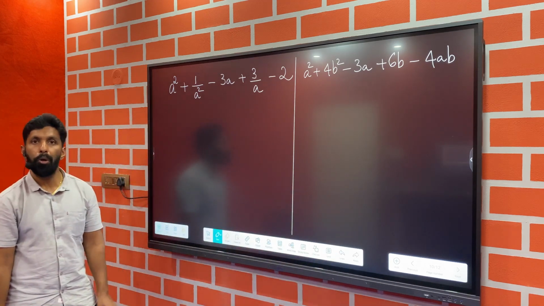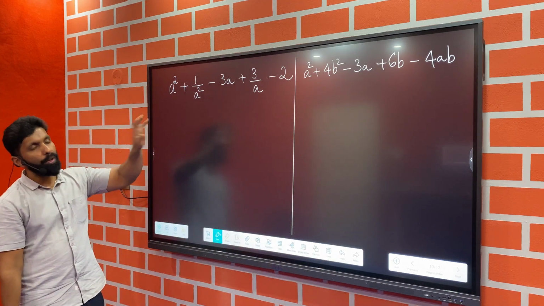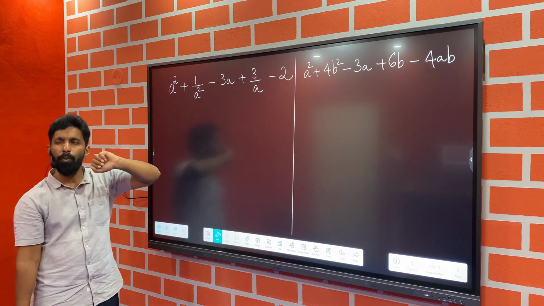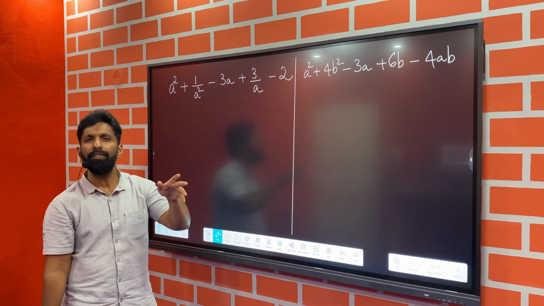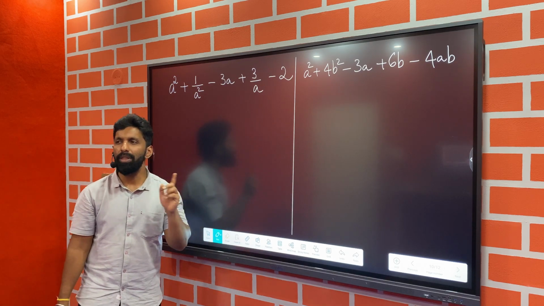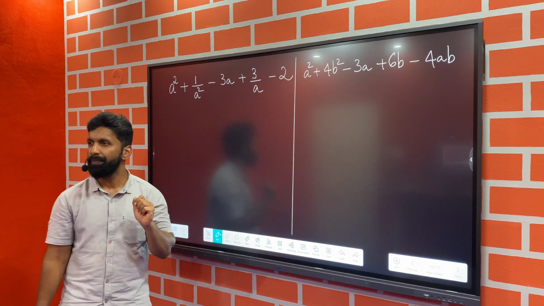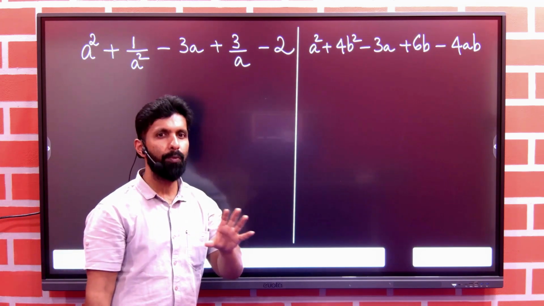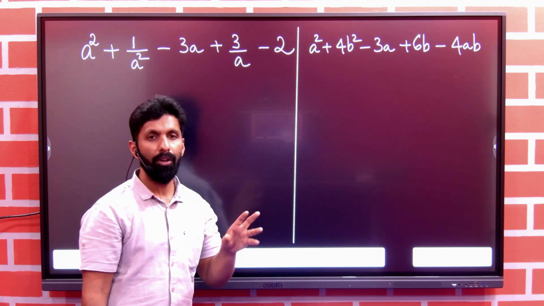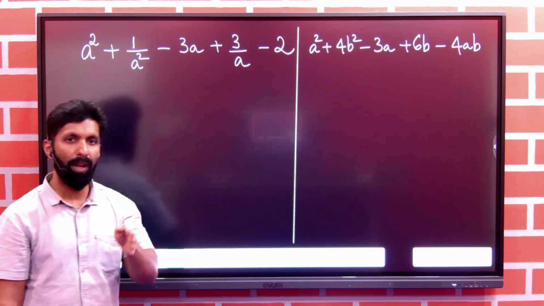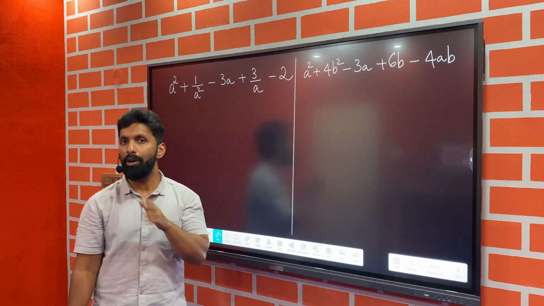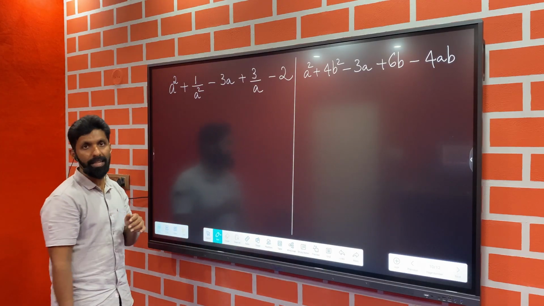Is there any use? No use. But if you keenly observe, this a square plus 1 by a square, somewhere I've seen a formula. Don't you think in the chapter of expansions, there was a place where you came across a formula like a square plus 1 by a square plus 2, a square plus 1 by a square minus 2. I'm sure all of you have come across that formula, isn't it?